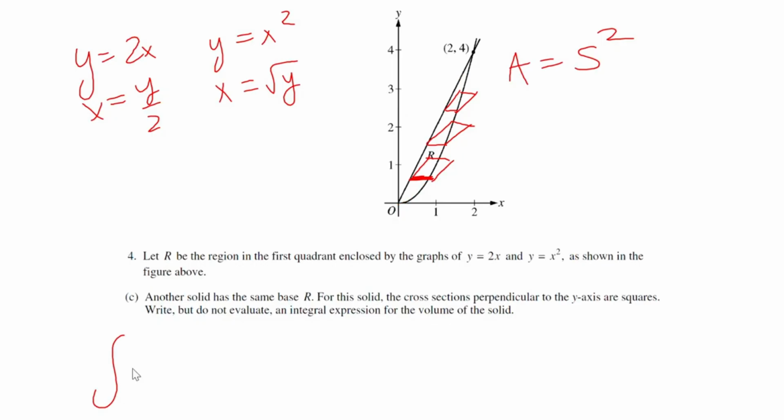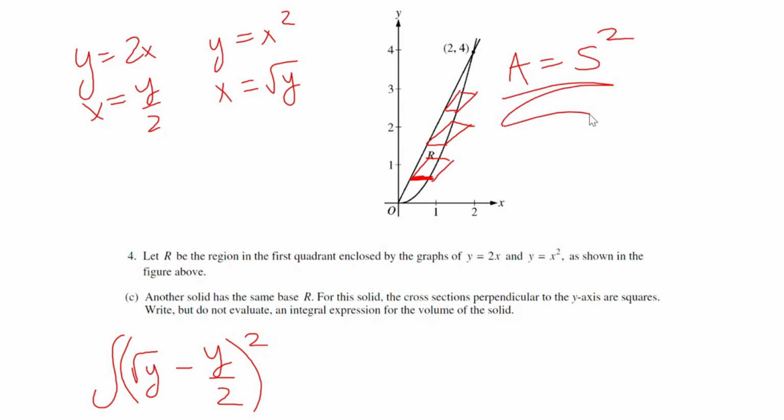So we're going to integrate root y minus the leftmost function, y over 2. That's the distance across the region. That's the side length. So we square it, because the area of the cross section is the side length squared, dy.